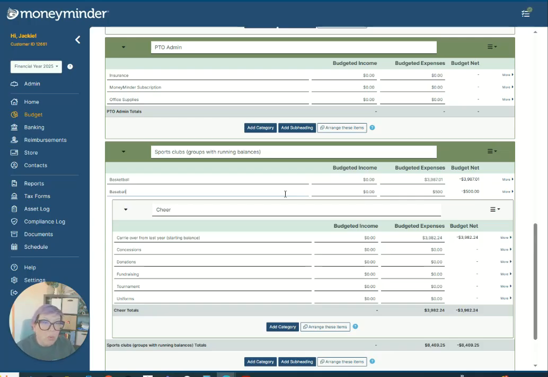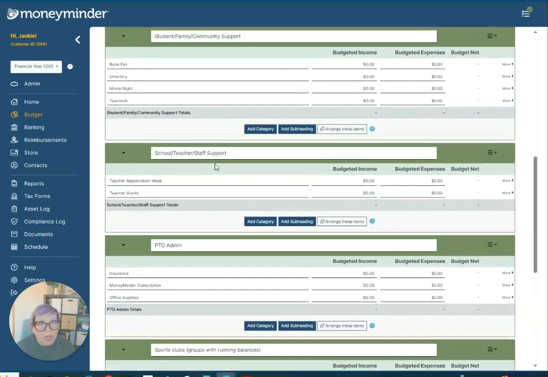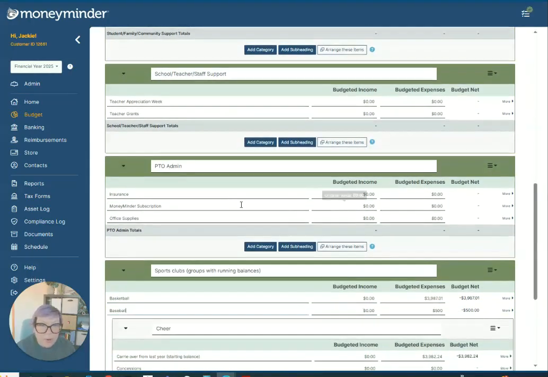So maybe we don't keep baseball underneath this heading. Maybe baseball is more appropriate under projects or clubs, right? Because they don't have running balances that I'm keeping track of. So this is just a really great tool to help you organize your funds and really be transparent over how you're reporting them, especially if you're being used as a pass-through or a holder of funds that don't necessarily belong to your group.